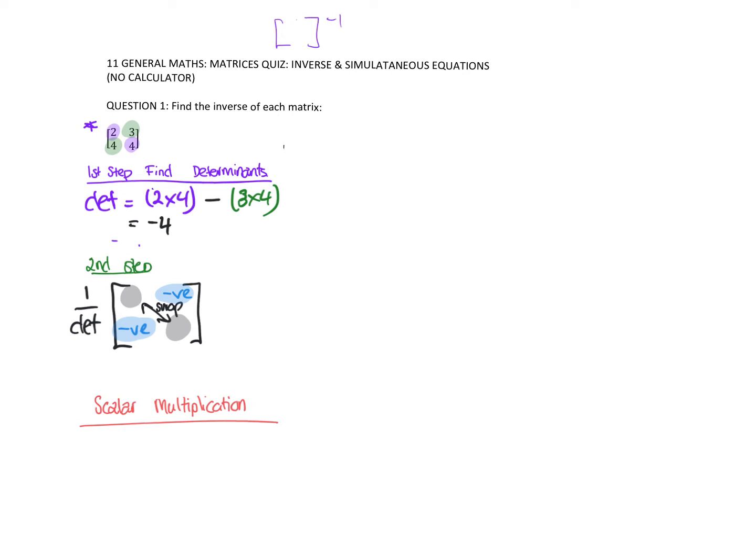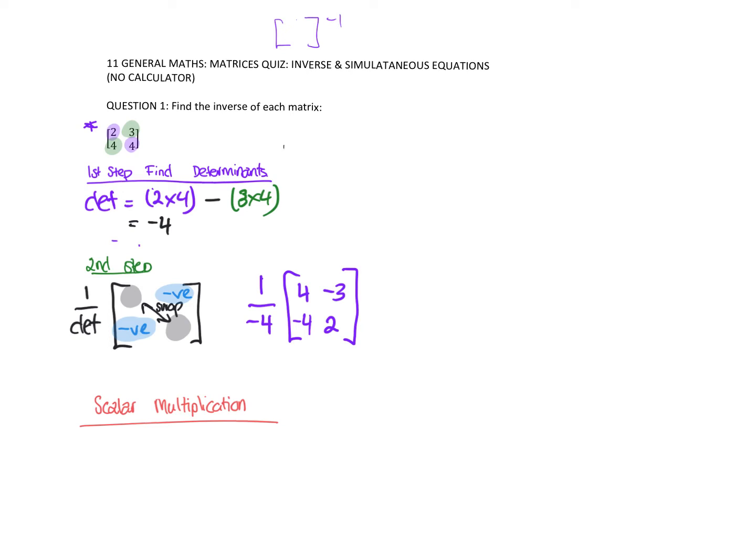So if we were looking at our example, we would say 1 over -4, because that was my determinant. And I'm going to swap those two spots. So 4 goes up here, 2 goes down here. And then the 3 becomes negative, and the 4 becomes negative. If the number was already negative, you'd make it positive. Okay, so now we're up to this bit.